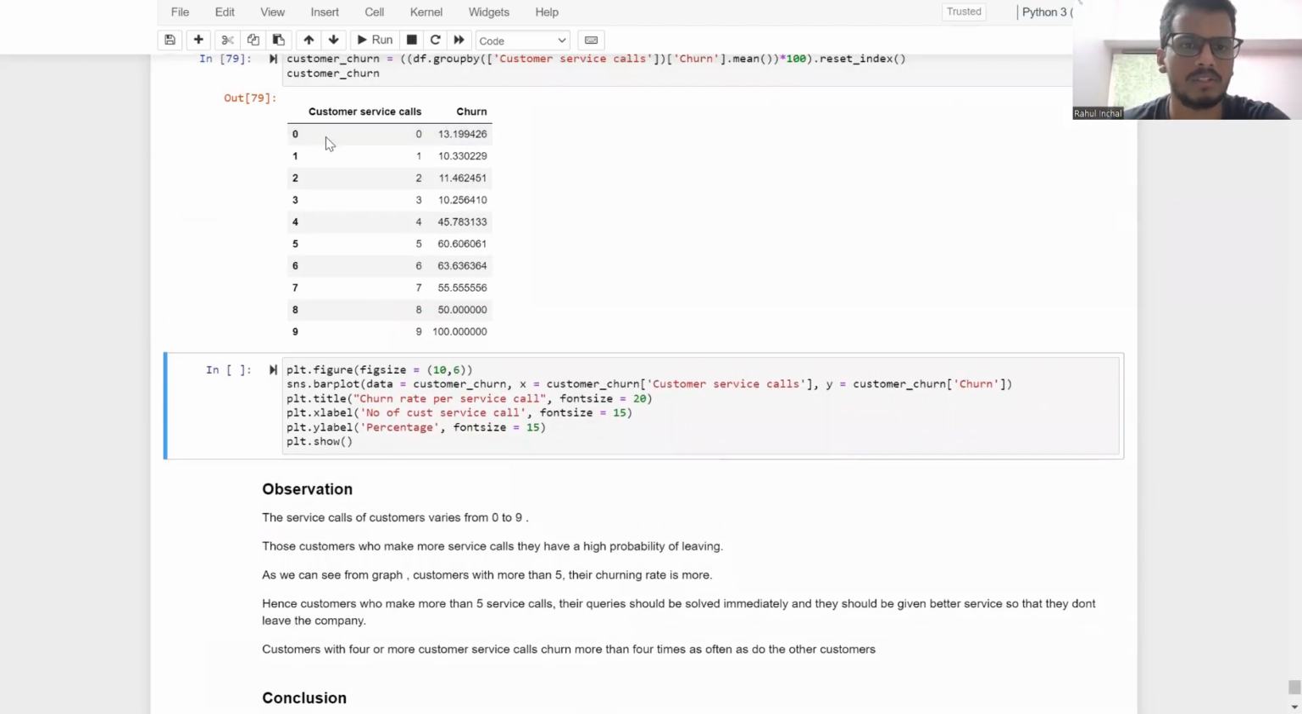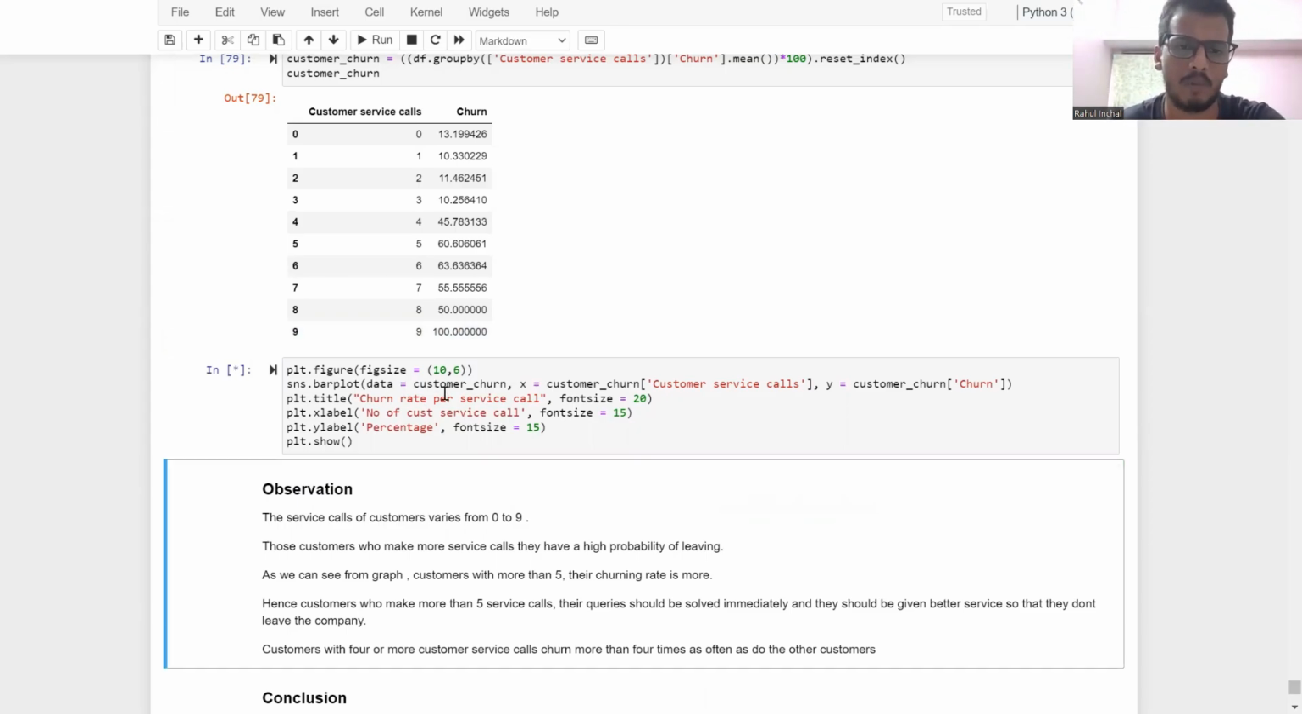So there are, like, those people who make no calls to the customer service churn out at 13.19%, and this list goes on. Those people who make approximately nine calls to the customer service drop out 100%. Of course, if the person has an issue with the telecom company they have taken the subscription for, and they are making calls to customer service 9 times, then definitely there has to be something wrong, and that's why they must have dropped out.